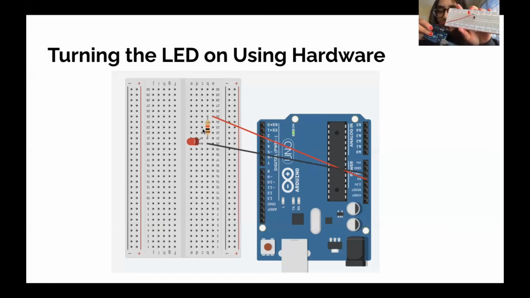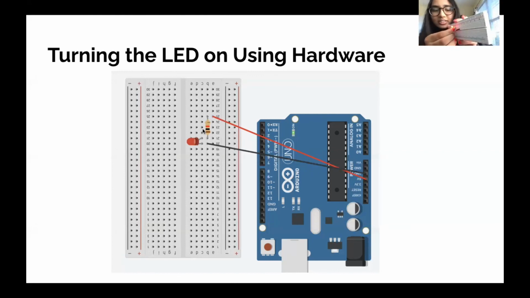So we can see this, right? Now we're going to take our black wire and connect this to ground, on the ground pin on the Arduino. And we're going to connect the other end of that to the unconnected end of the LED. So we're just going to put that in there.